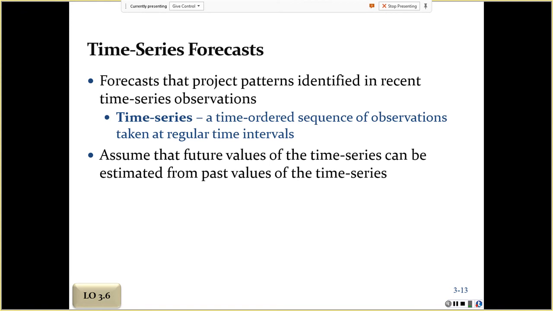So time series forecasts, we're going to spend a decent amount of time on this. That's time-ordered sequences of observations taken at regular time intervals. So again, the time intervals are going to be hourly, daily, weekly, monthly. The data may be in measurements of demand, which it's definitely going to be for the examples we do today. It could also be sales or earnings, but it's going to be some type of measurement that we use.